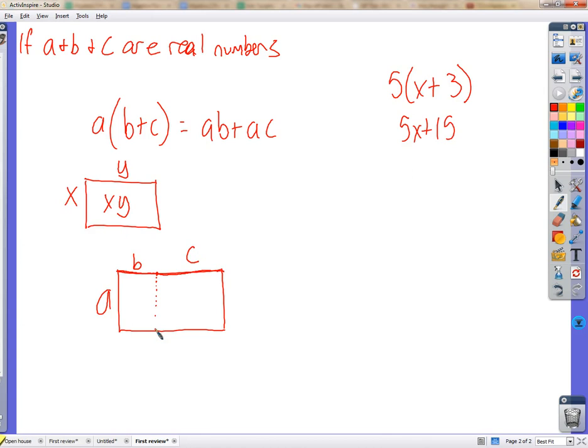Okay. So if we look at the area of the inside of this, then, well, how big will this area be? It'll be A times B. Whatever it is, it'll be exactly A times B. And this will be A times C, because this is also A, so A times C. And so what will the total area be? AB plus AC. So that's your distributive property.